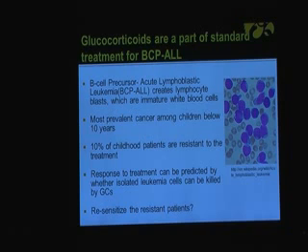Importantly, which children will respond to the treatment and which do not can be predicted by whether isolated leukemia cells can be killed by glucocorticoids. In this cancer, leukemic blasts are formed instead of mature white blood cells. So what we are interested in looking at is how to resensitize the resistant patients.